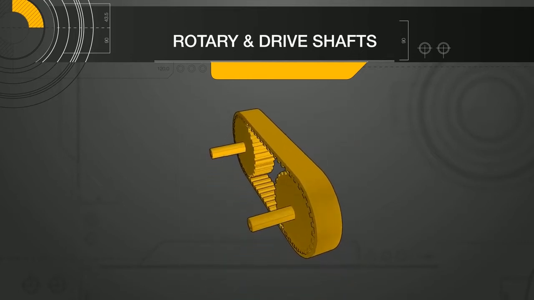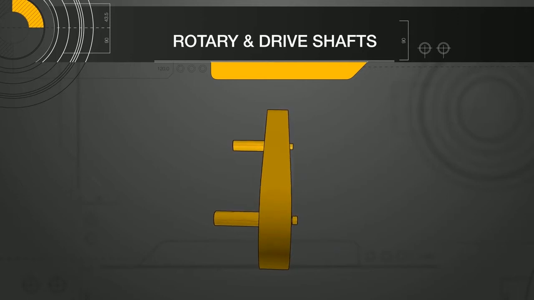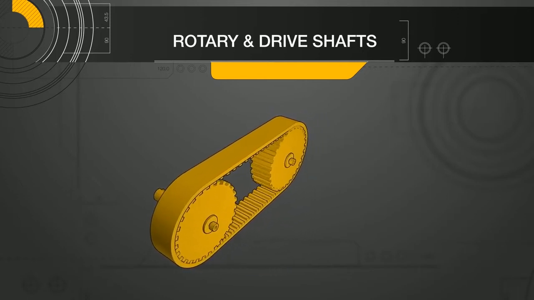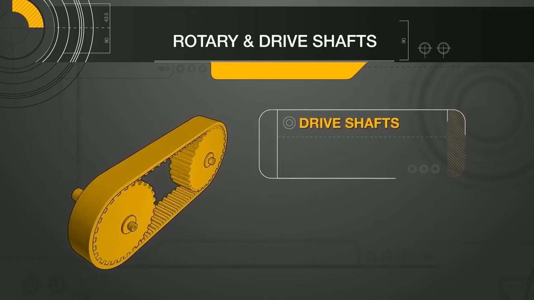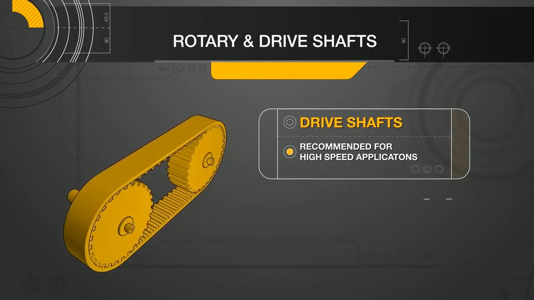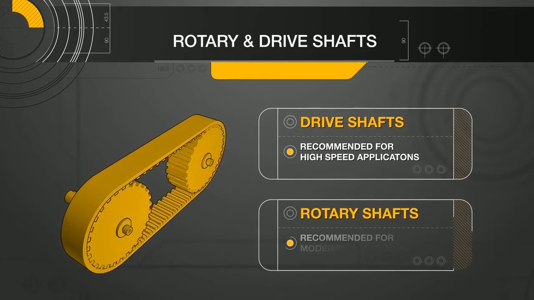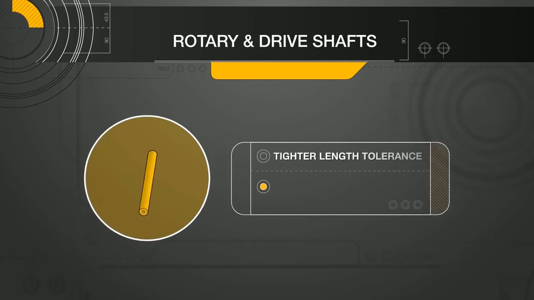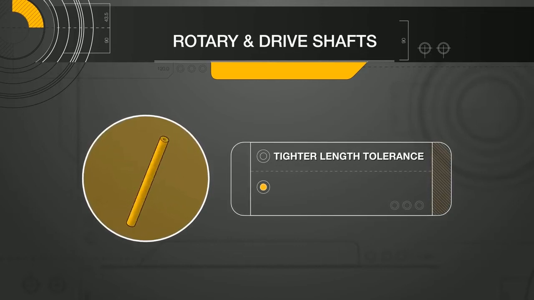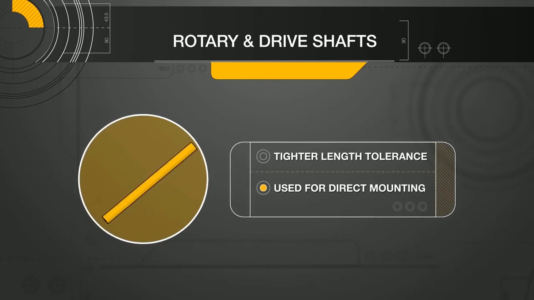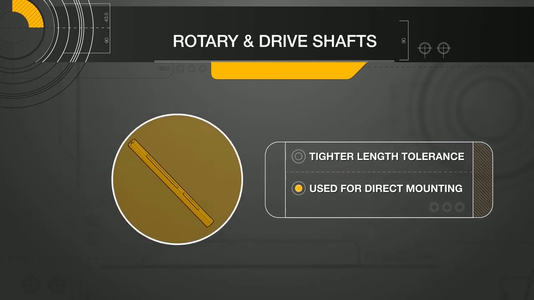This circularity tolerance is important as it relates to the shafts rotating accurately without causing unnecessary vibration. Since drive shafts have a higher tolerance, these shafts are recommended for use in applications with high speed, and rotary shafts for moderate speed applications. Drive shafts have a tighter length tolerance than rotary shafts. This is because drive shafts can be used for direct mounting, where the length tolerance is important.